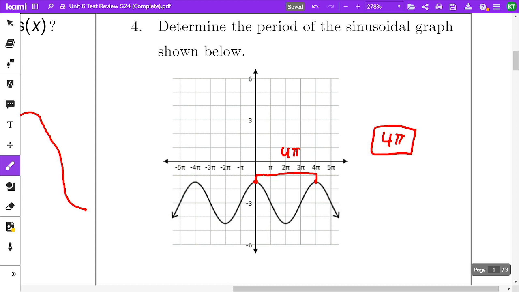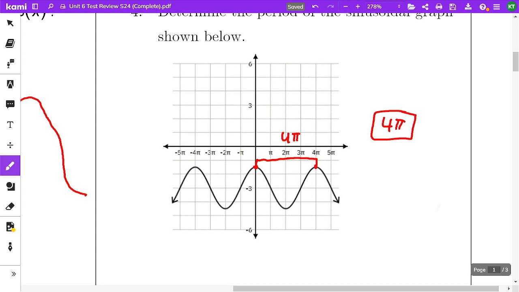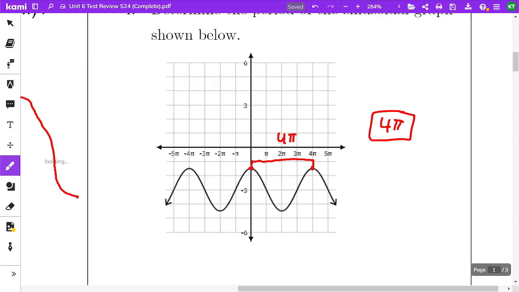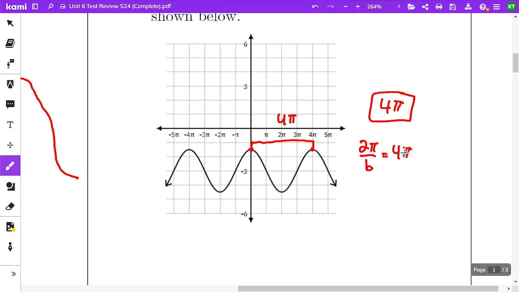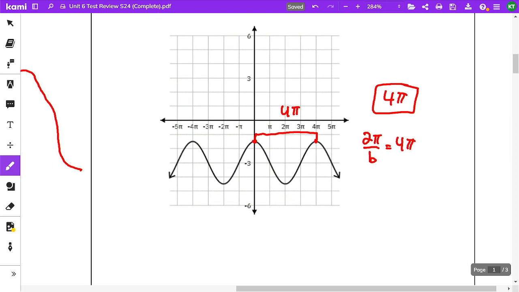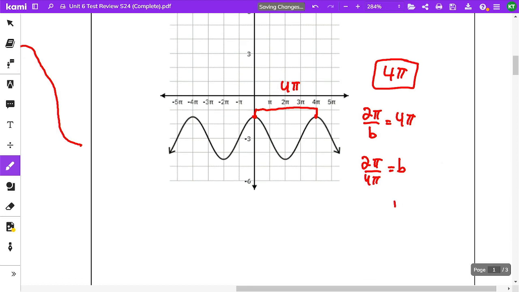Now, in case it did ask us to determine what our b value is, then we would just go ahead just like our previous question. 2 pi divided by b is going to be equal to 4 pi. Then we switch out the b and the 4 pi, so we'll have 2 pi divided by 4 pi equals b. So that means b will be equal to 2 over 4, which simplifies down to 1/2.